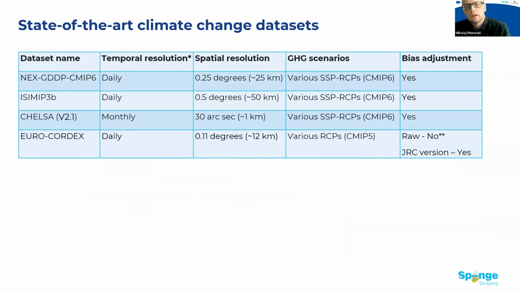In practice, hydrologists typically use state-of-the-art climate change datasets, such as the ones listed here. They differ in terms of temporal and spatial resolution, the generation of driving climate models, greenhouse gas emission scenarios, and bias adjustment methods.